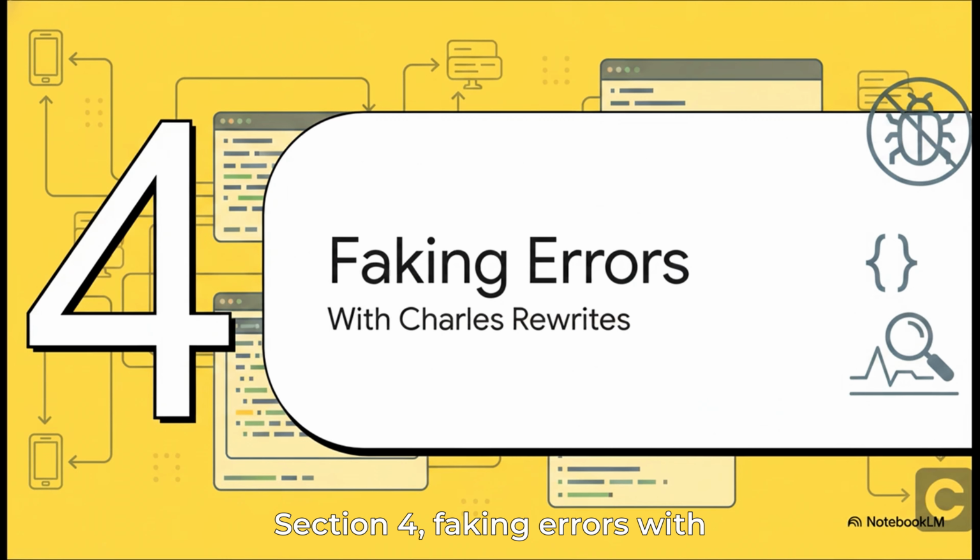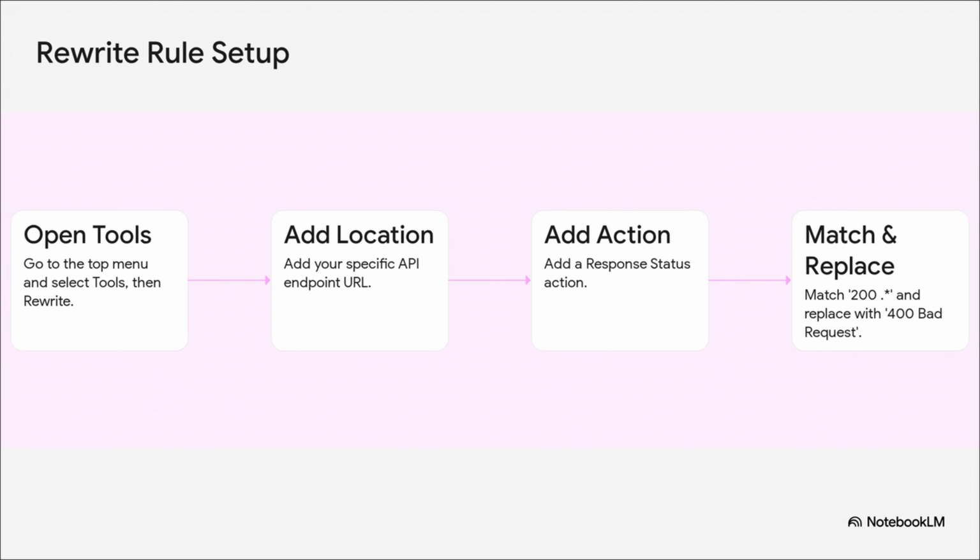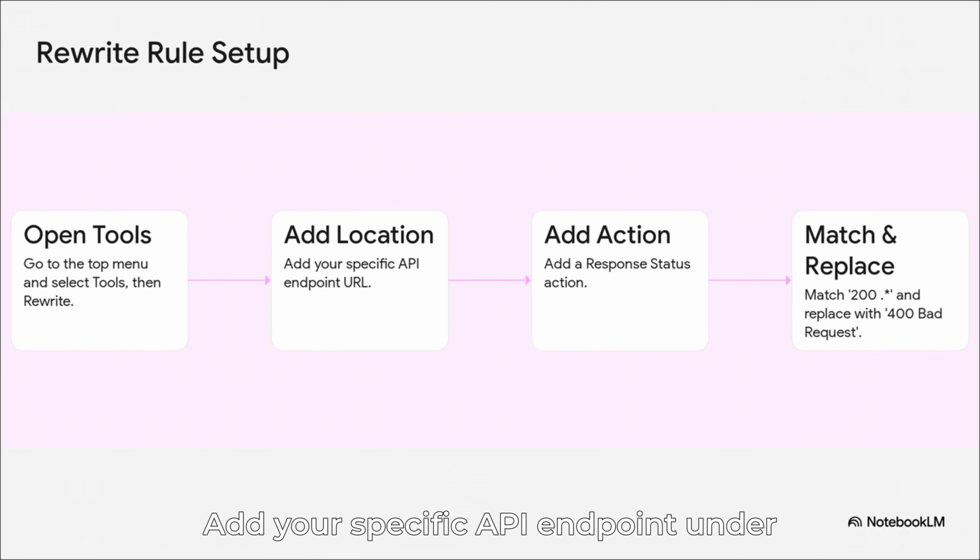Section 4. Faking errors with Charles rewrites. Now that we've spotted the problem, we need to test if the mobile app can actually handle a proper backend error gracefully. And we want to do this without waiting for the backend team to write any new code, right? Well, Charles has this incredible rewrite tool for exactly this scenario. Here's the setup. You go to Tools, then Rewrite. Add your specific API endpoint under Location. Then throw in a response status action.